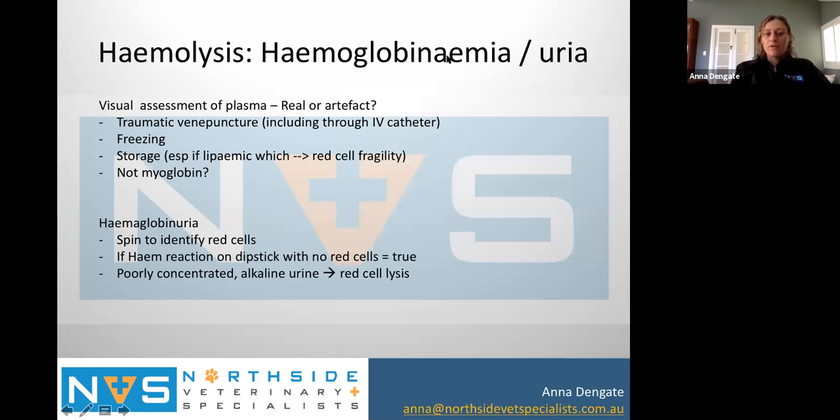So the kind of cautions with using hemoglobinemia or hemoglobinuria, so we talked about hyperbilirubinemia, but now we'll talk about hemoglobinemia, is that sometimes we get that through artifact. So if we're just looking at a PCV tube and saying, oh, they're hemoglobinemic, but it was a really traumatic venipuncture. For example, we collected the blood sample through a narrow gauge IV catheter. If the sample storage was too cold, we'll get red cell lysis after sampling. If the blood is lipemic, it increases red cell fragility and you'll get increased lysis after sampling. And because of the differentials for hemolysis, we also want to make sure it's not myoglobin.